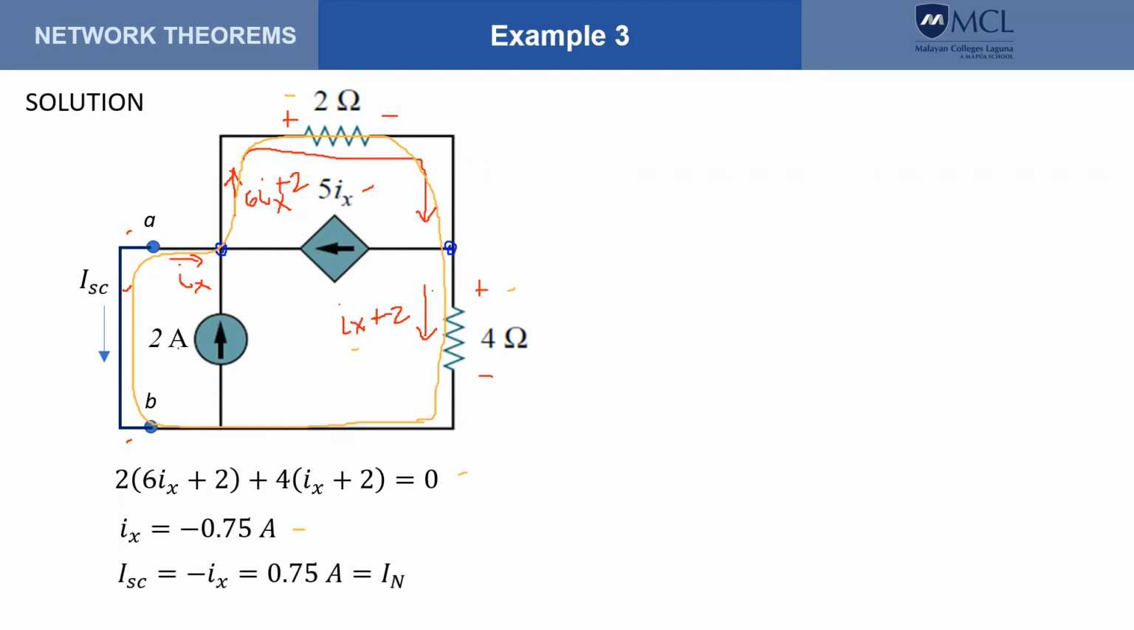Now, to get ISC, or the short circuit current, notice that the direction of ISC is opposite of I sub x. So therefore, ISC must be the negative of I sub x, and that should give us this answer, which also is our I sub n. Now that we have both VTH and I sub n, we can determine RTH using case 3 by getting the ratio, and that should give us 16 ohms.